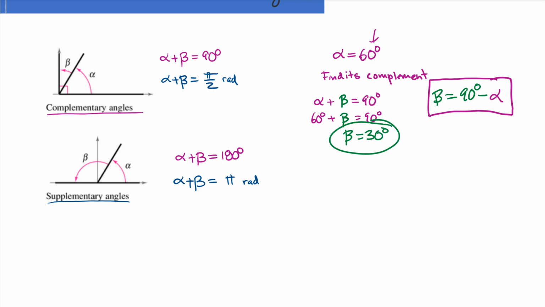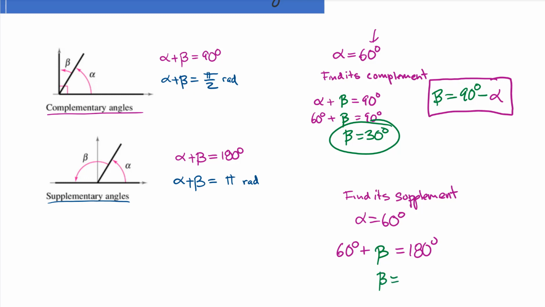Okay, let's keep going. Let's go find its supplement. Supplementary angles for our alpha equal to 60. So we need another angle added to 60 degrees that's going to equal 180 degrees. So we're looking for that beta, the other one we add up to get 180 degrees. So we subtract over our 60 and we're going to find out that our beta is a big bad 120 degrees. So there would be our complement, or our supplement.